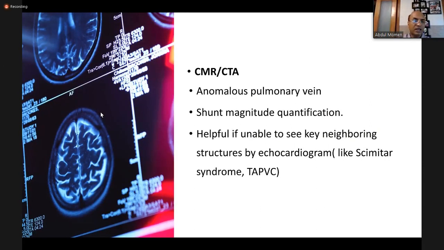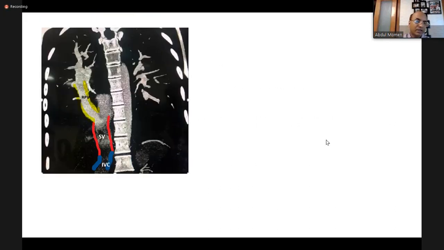So this is a Scimitar syndrome patient, 30 years old, diagnosed by me. Later on, they were operated on in the National Heart Foundation. This is a right upper pulmonary vein, SVC and IVC. The vein is draining into the SVC and IVC. So this is the anomalous common pulmonary venous drainage channel. This is the Scimitar vein.